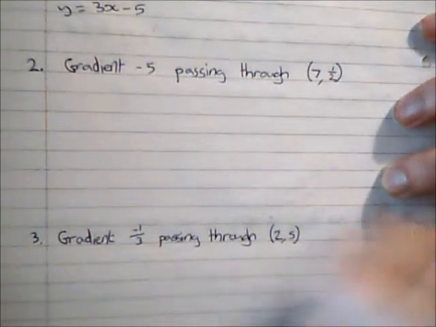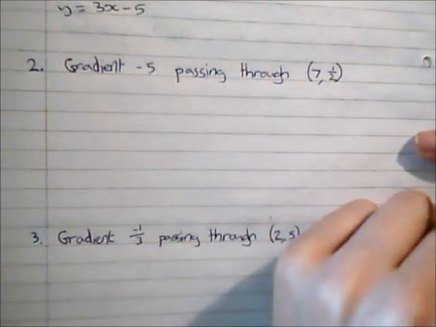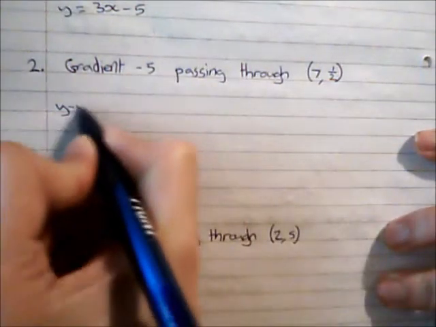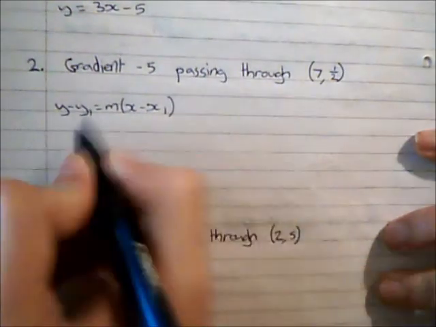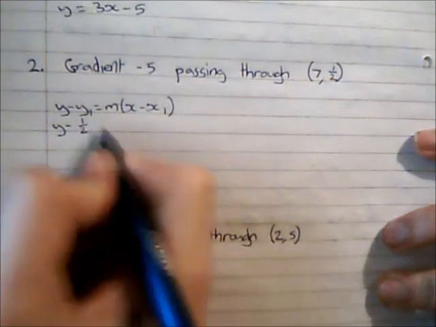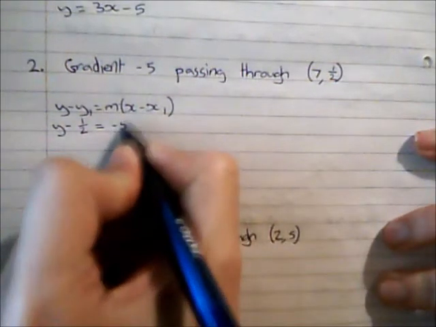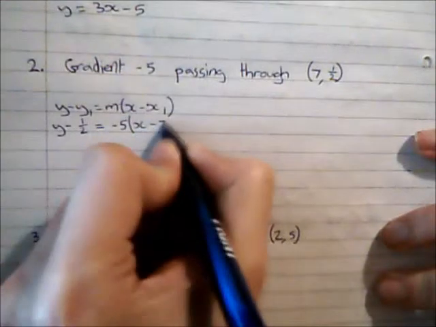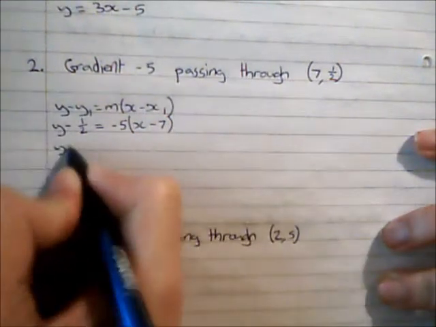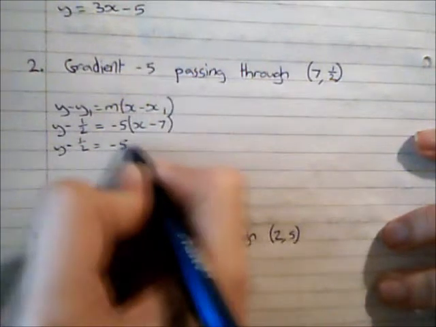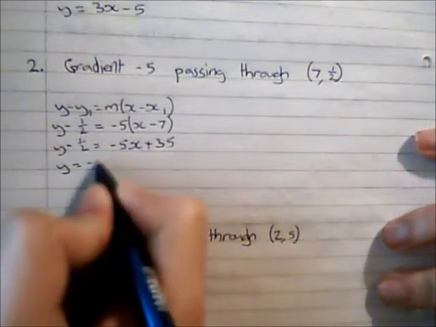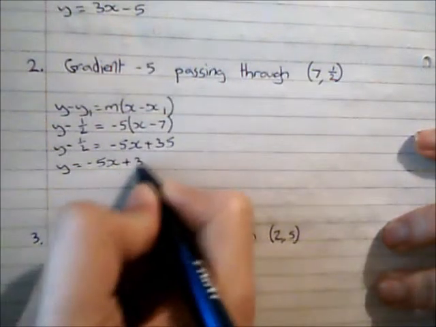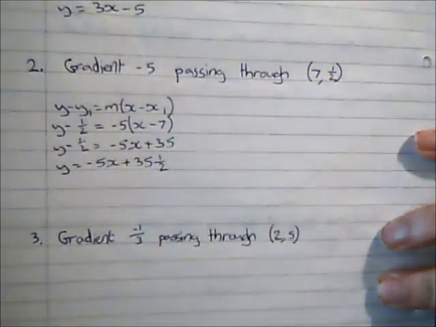In this second question, I'm going to go through the same process. So I'm going to start with the formula y minus y1 equals m(x minus x1). So y subtract a half is equal to negative 5 lots of (x subtract 7). So I'm going to expand the bracket, and I'm going to add the half, and again I've got it in the form y equals mx plus c, that's fine.